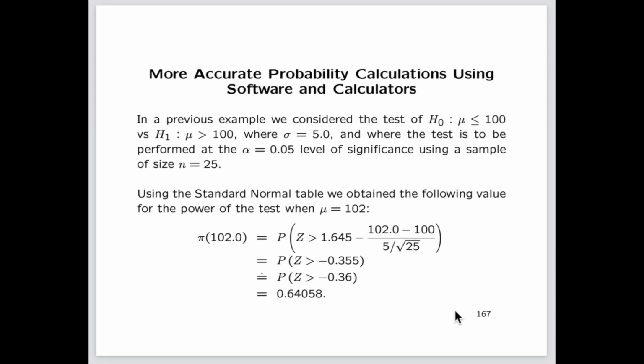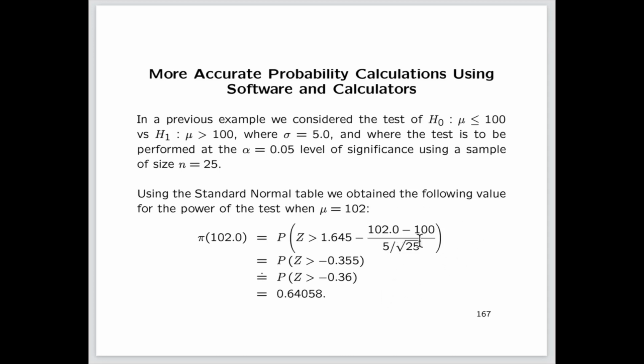So in a previous example, we considered the right-tailed test, the null hypothesis of which is that mu is less than or equal to 100 versus the alternative hypothesis that mu is greater than 100, where the population standard deviation is 5 and where the test is to be performed at the 0.05 level of significance using a sample size of 25. So this was perhaps the first example that we looked at. Now, using the standard normal table, we obtained the following value for the power of the test when mu is equal to 102. And this was the way that we calculated this value for the power.